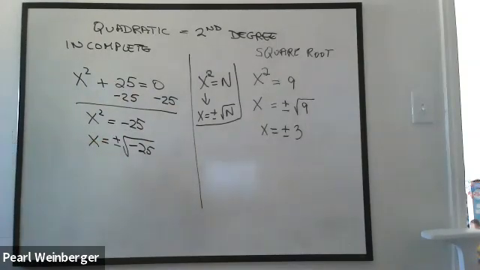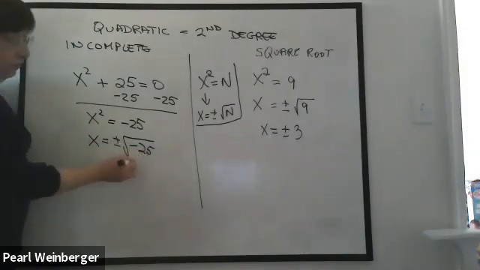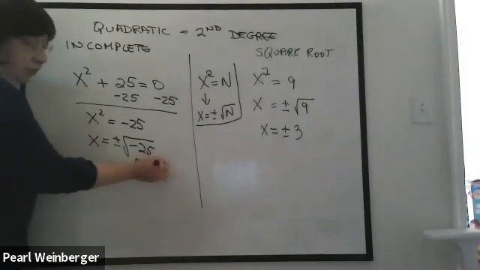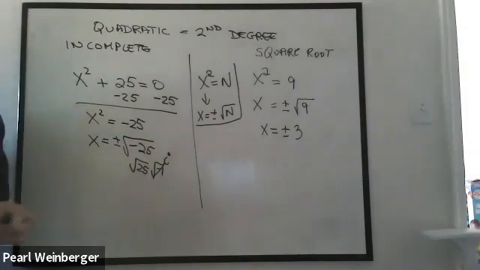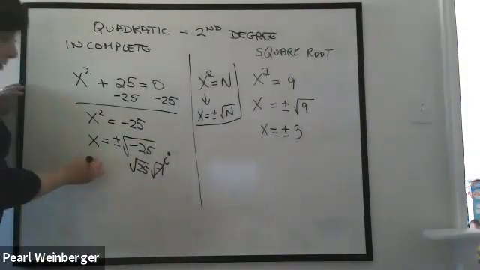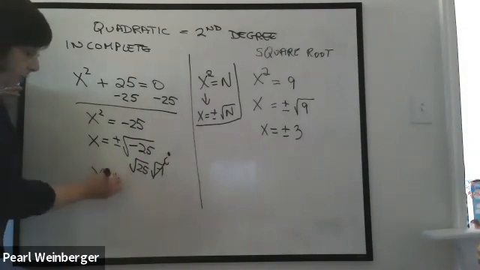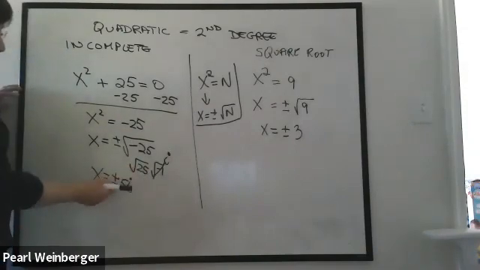Now we can actually simplify this. We know the square root of negative 25 is the square root of 25 times the square root of negative 1, and the square root of negative 1 is i. There's our i. That's why we had to learn how to deal with i. In other words, the answer to this question is plus or minus 5i, because the square root of 25 is 5.